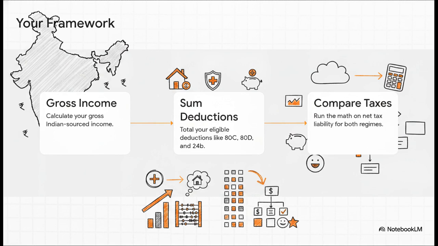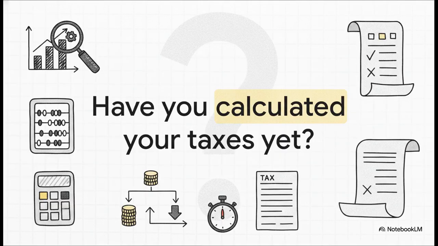First, isolate your Indian-sourced income. Second, add up exactly what you would claim under 80C, 80D, and housing interest. Third, just run the math. Because if your deductions are lower than the tax savings provided by the new extended slabs, or if you have an income over 5 crores, the new default regime is your best friend. But if you have heavy deductions, especially a really big mortgage, opting into the old regime might still save you thousands. The tools are right in front of you, and the rules are crystal clear.